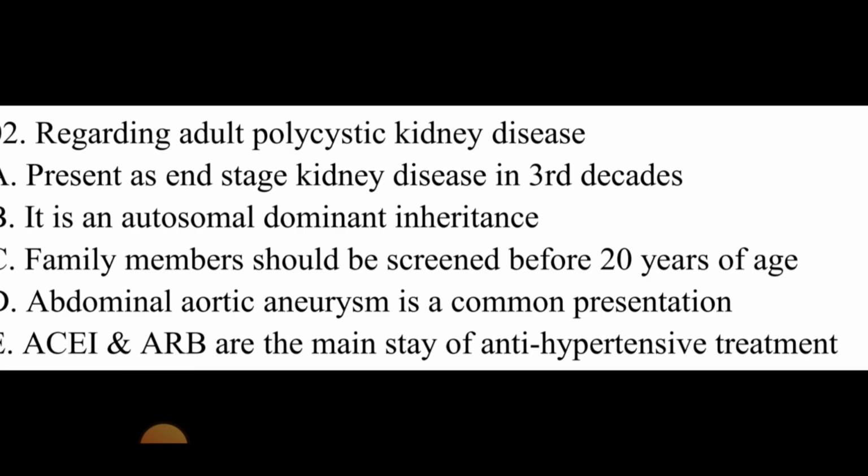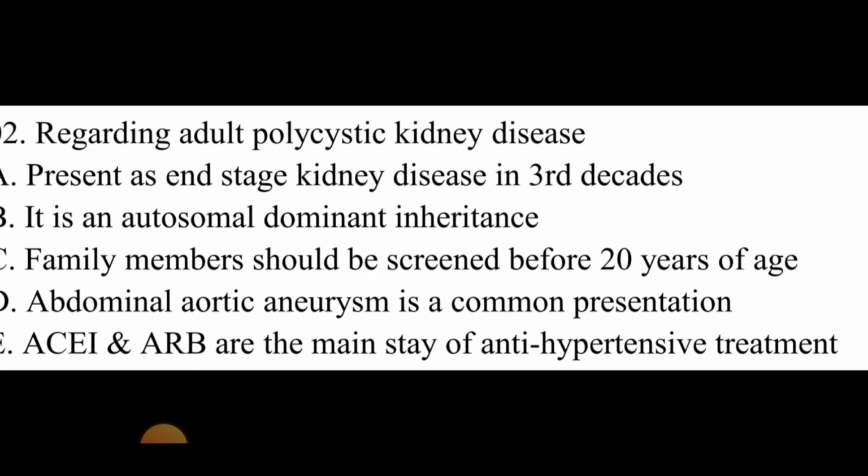Regarding adult polycystic kidney disease, statement A mentions present as end stage kidney disease in third decade. You know this is false because they usually present with CKD in the 6th decade in PKD1 gene abnormality patients. In patients with PKD2 gene abnormality, they usually present in the 8th decade. So the statement A is false.